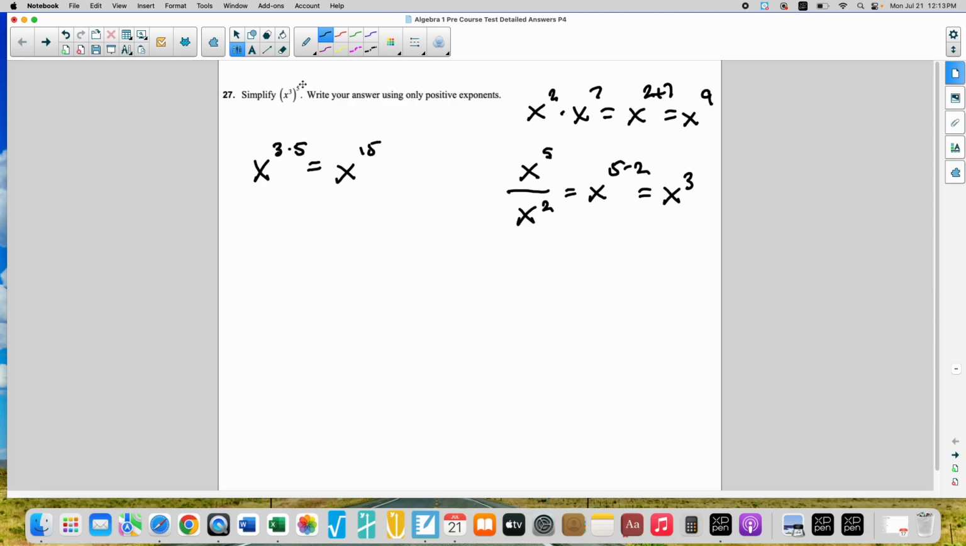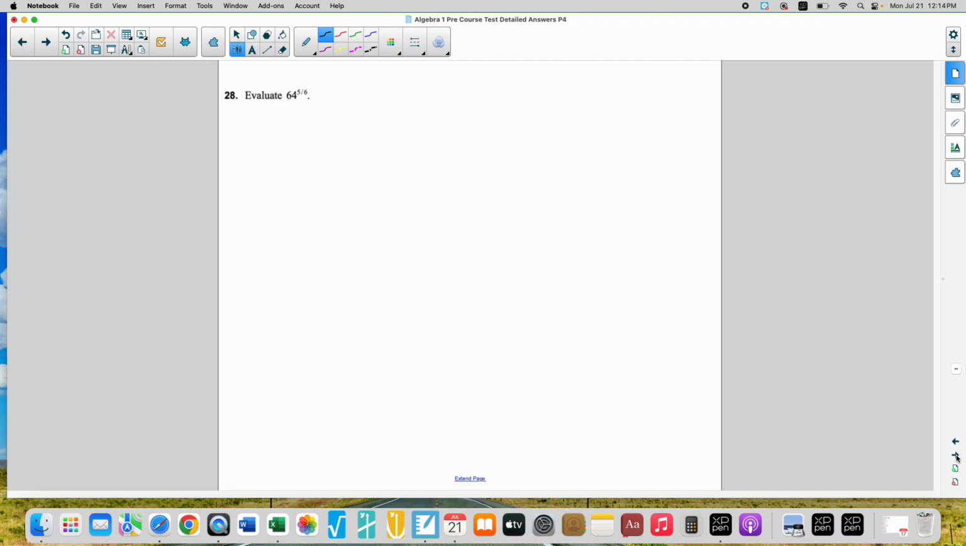And think about it. If this is the power and this is the base, we have 5 of these. We have 5 x to the third. So x to the third times x to the third times x to the third times x to the third times x to the third. 5 of those. That's 3 plus 3 plus 3 plus 3 plus 3, or 3 times 5. So, good one. Like exponents.